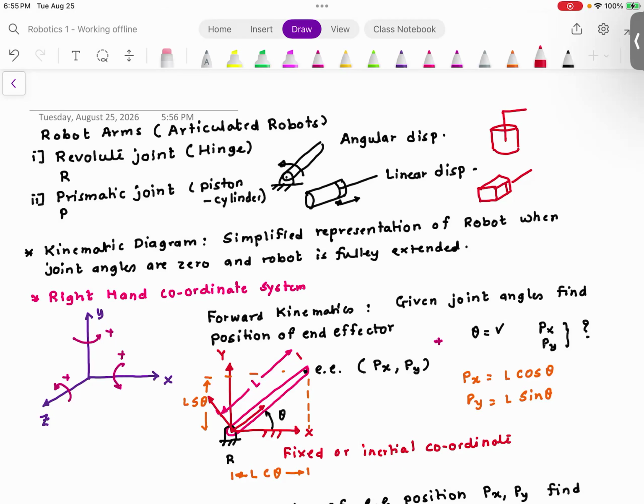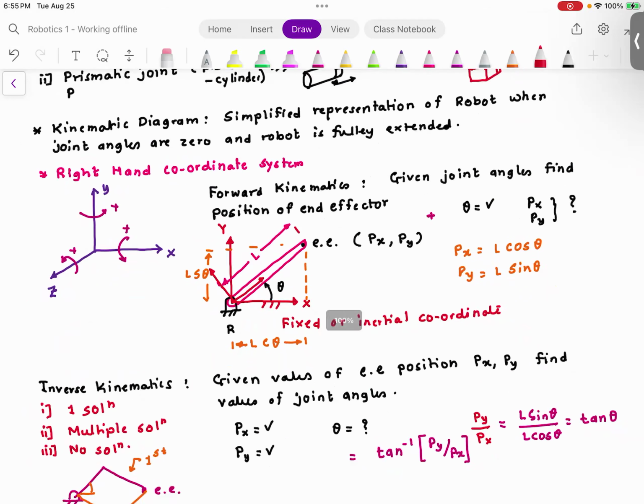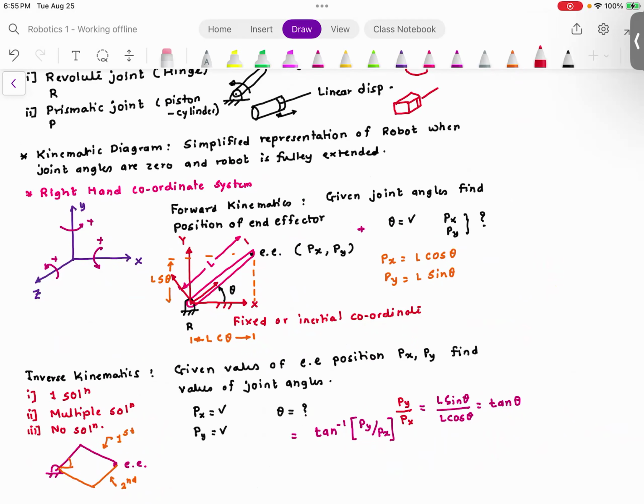Everyone understood? The forward kinematics problem has a unique solution, which means I substitute the values, and for the given values of theta, I know there will be a px, py, and pz. So I give an input and the output is guaranteed. The inverse kinematics problem is slightly different, wherein you give the values of the end effector position and you want to find out the joint angles.